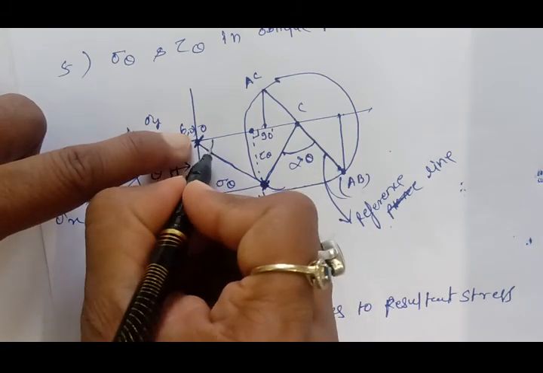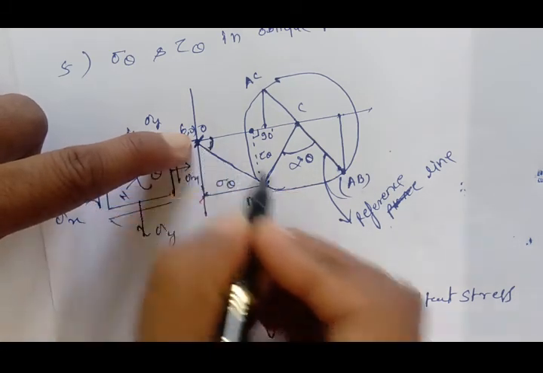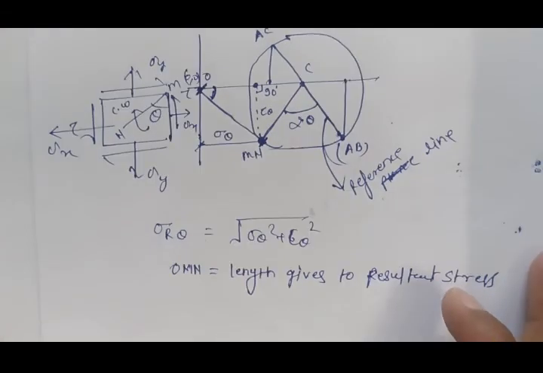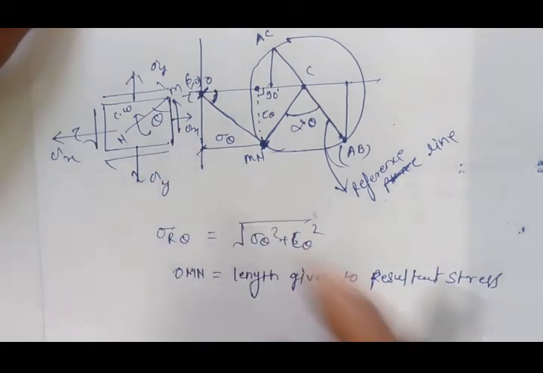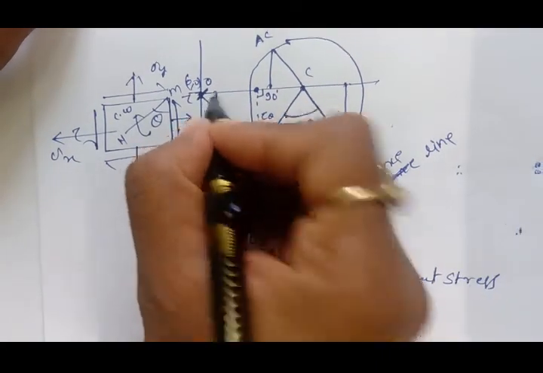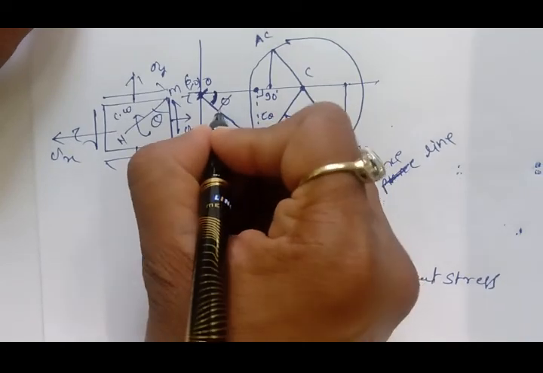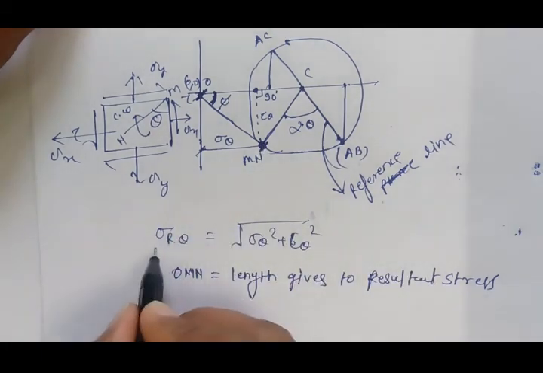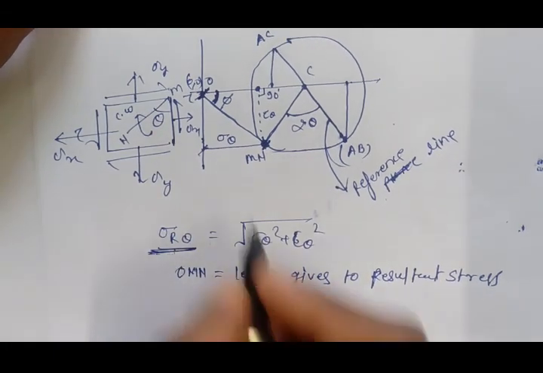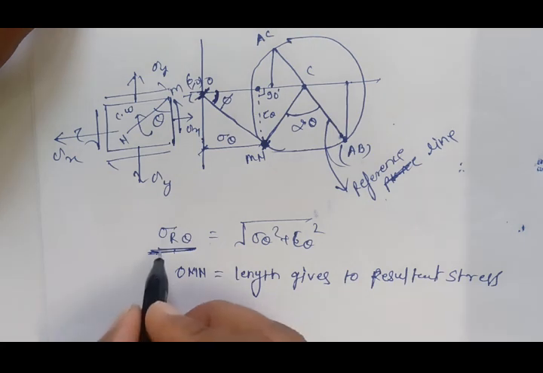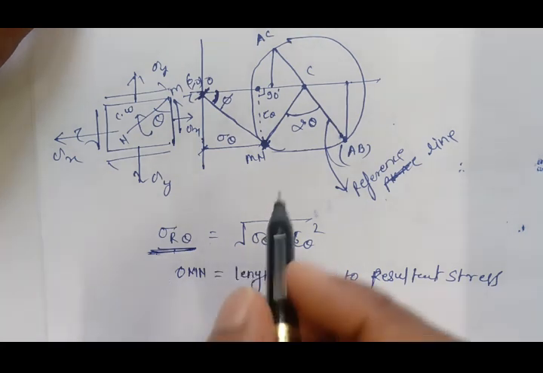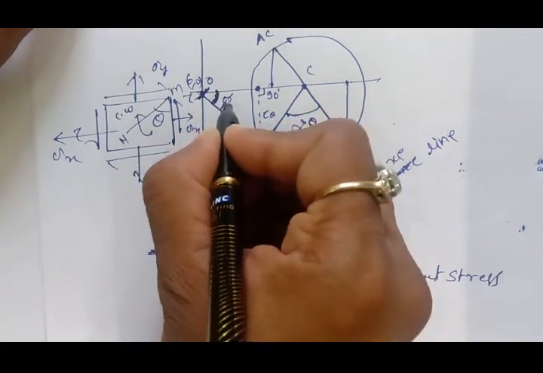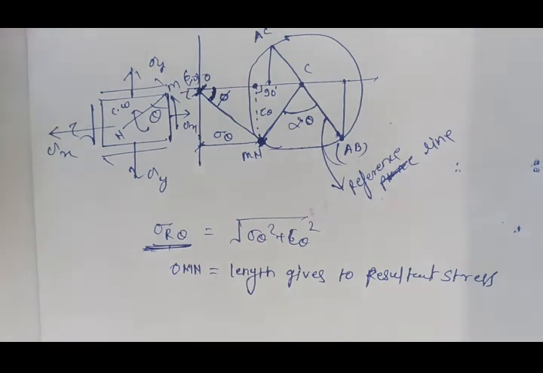And the angle which is here is nothing but the obliquity phi. That is the obliquity phi. So this is the obliquity phi, and this is the resultant stress at the oblique plane. The length gives the stress value of the resultant on this oblique plane, and this angle, if you measure it, is nothing but the obliquity phi.